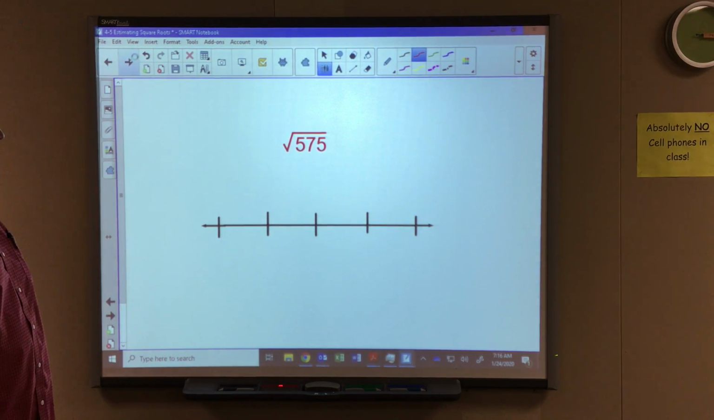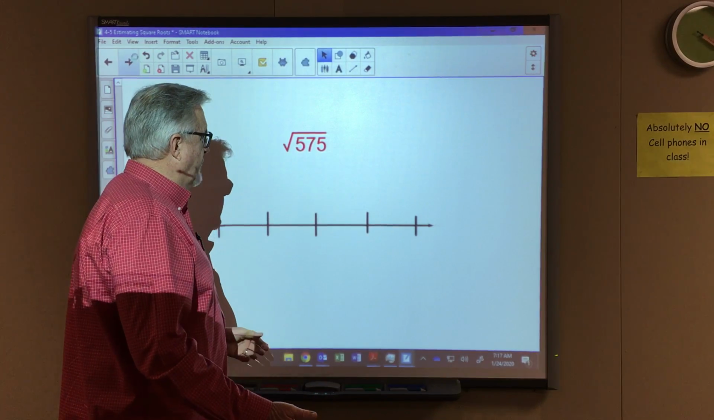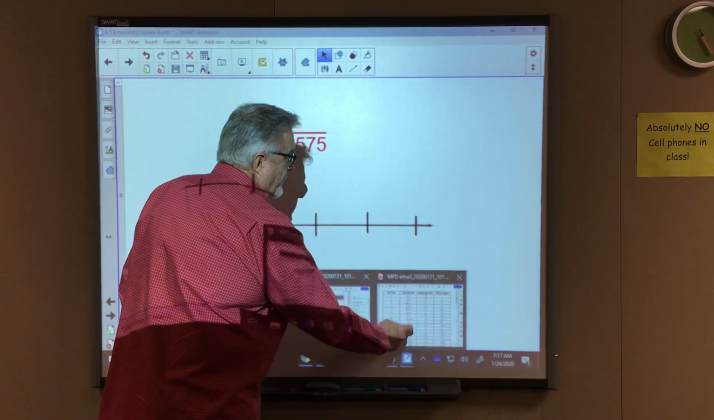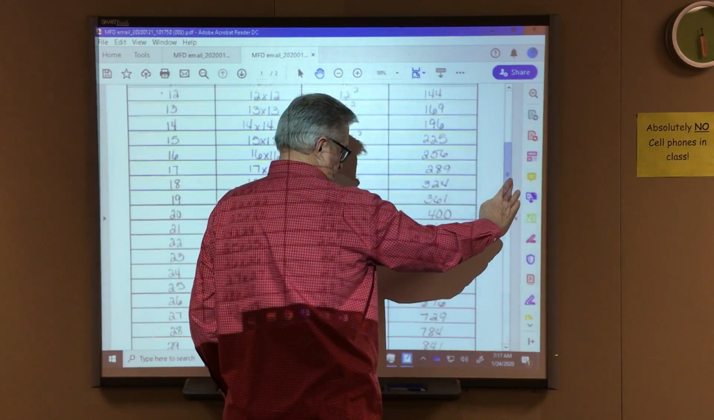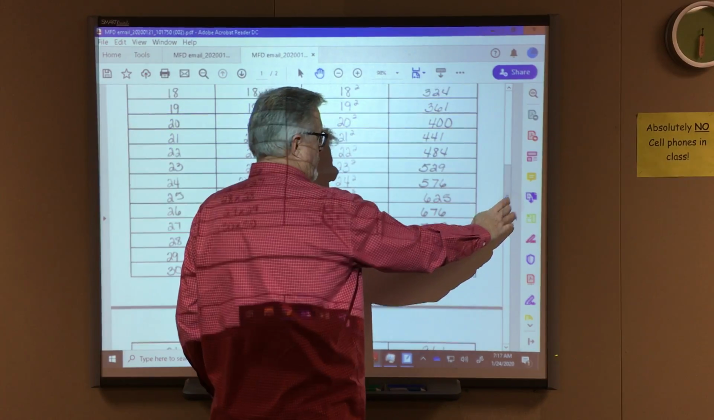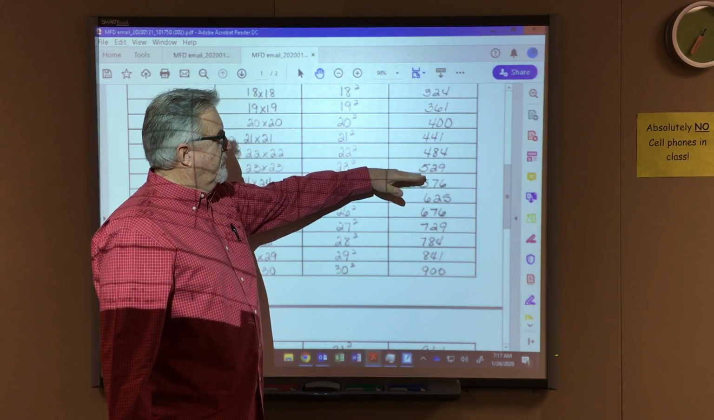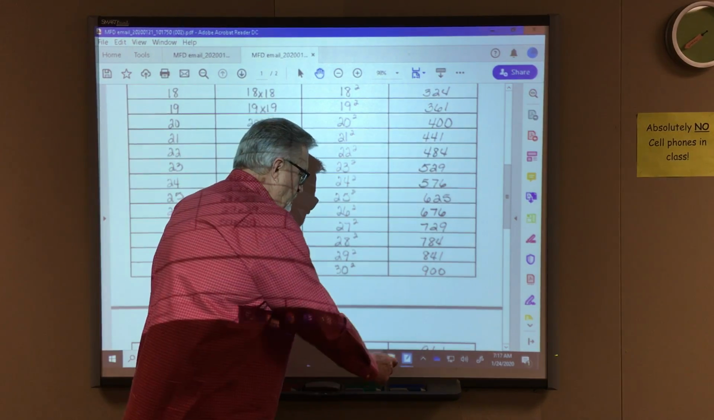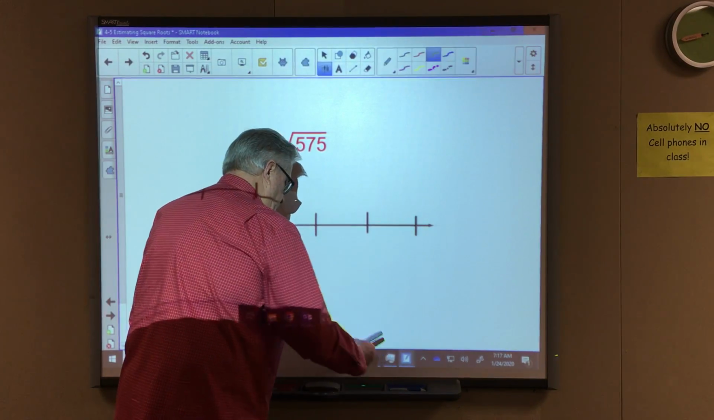All right, 575. We want the square root of that. Now we're assuming that 575 is not a perfect square, but we're going to look at our table again. Okay, 575. Let's scroll down. We may have to flip ours over. Well, okay. 575 falls in between 529 and 576.